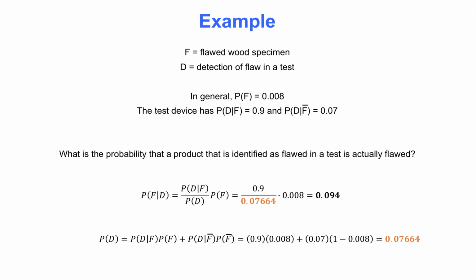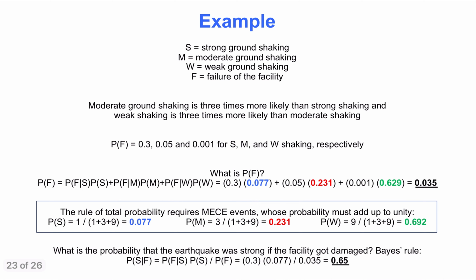A major contributing factor to the result obtained in this example is the prior probability that a specimen is flawed. With only a 0.8% chance of a flaw, in general, the probability of a flaw remains quite low even after one positive test. Next, we address an example that involves a facility subjected to earthquake ground shaking.